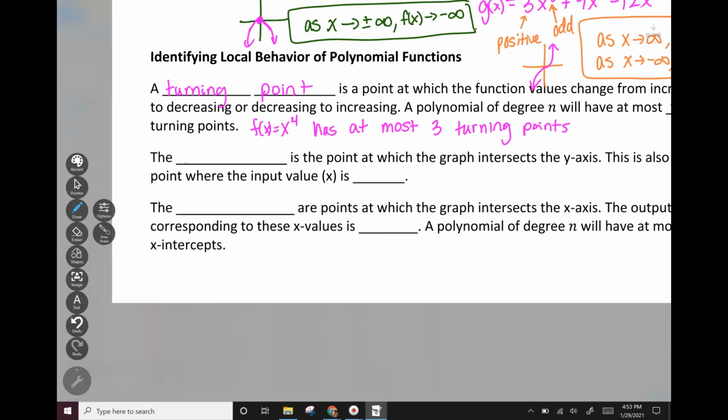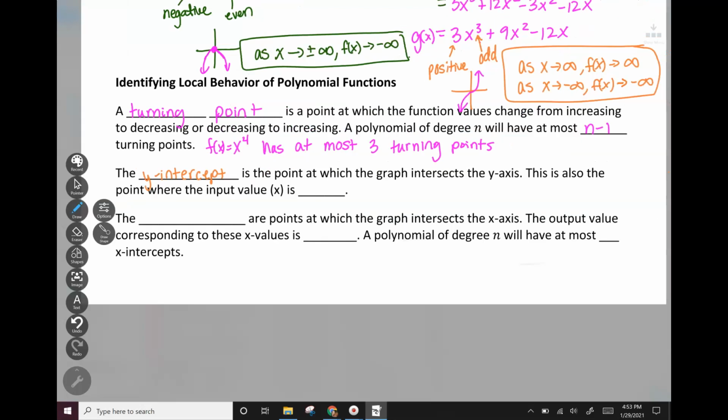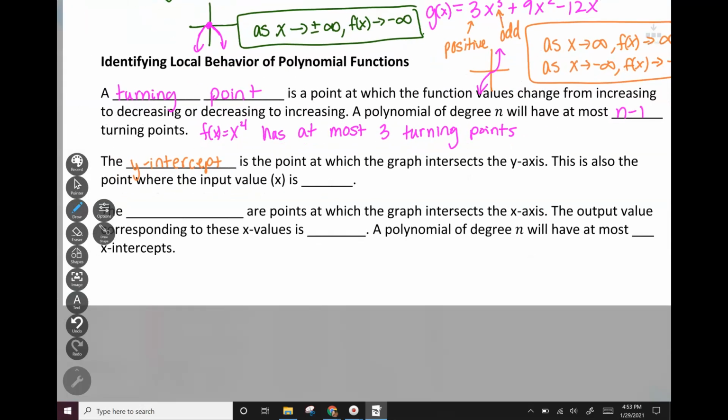The y-intercept is the point at which the graph intersects the y-axis. I think we know that. I hope we know that. This is also the point where the input value x is 0. Right? The y-intercept is where x equals 0. So if you're trying to find a y-intercept of any function, you can always plug in 0 for x to find the y-intercept.